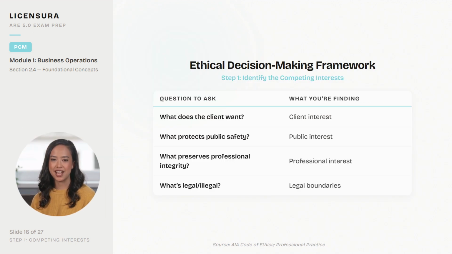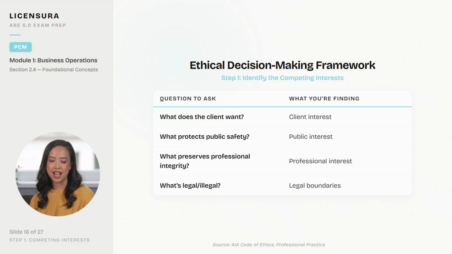Ethics questions on the ARE can feel tricky because the scenarios are designed to make you second-guess yourself. But here's the good news. With a systematic approach, these questions become way more manageable. I'm going to give you a 3-step framework that works on any ethics question, whether it's on the exam or a real situation in practice.